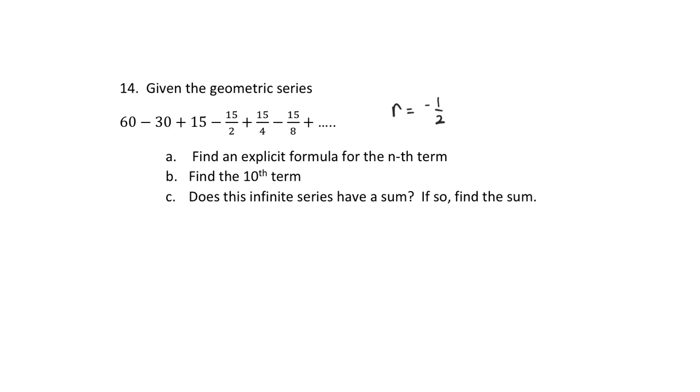So the explicit formula for the nth term of a geometric sequence, a sub n, is first term times the common ratio to the power of n minus 1. So a sub n equals first term 60 times -1/2 to the power of n minus 1. So then that's part A.